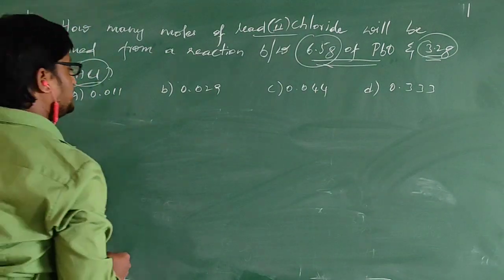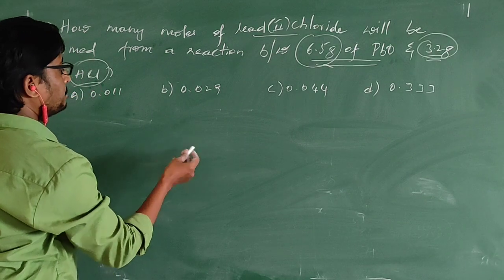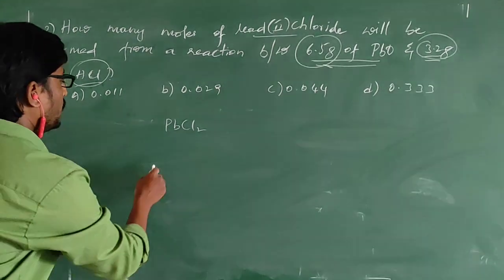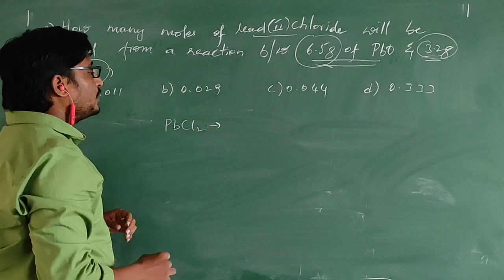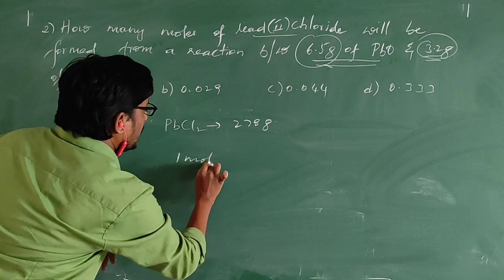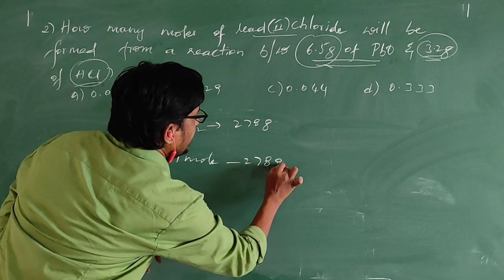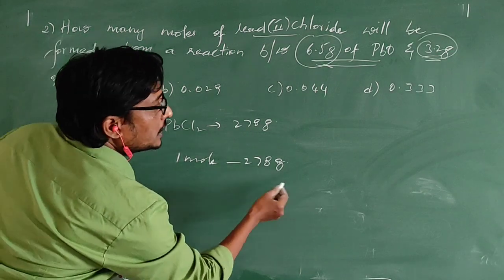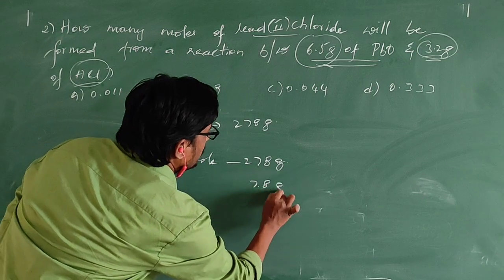So we know the molar mass of lead chloride. 1 mole of lead chloride has a mass of how much? 278 grams. Nothing but 1 mole has a mass of 278 grams. Is that right? Lead is 207, plus 71, which is 278. Then we have 7.8 grams of lead chloride.